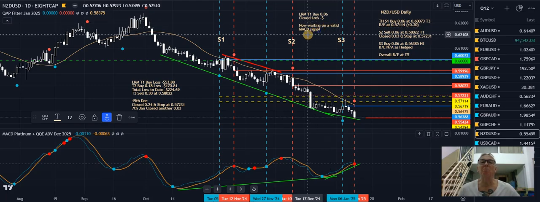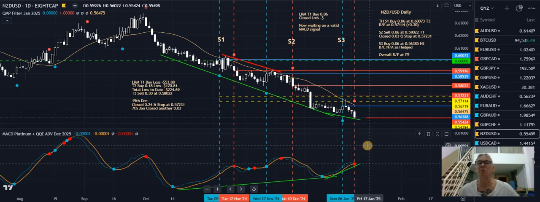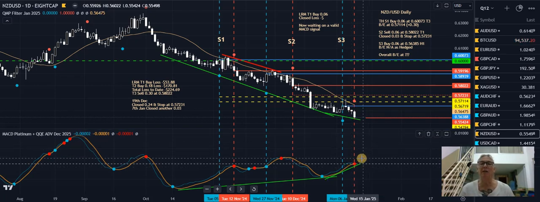Now waiting on a valid MACD signal for my next trade on the loss recovery. That's the difference between the LRQ and the LRM. I know it's a little bit confusing. Watch the video on my YouTube channel and you'll see the difference.